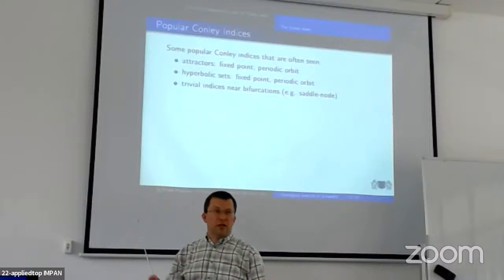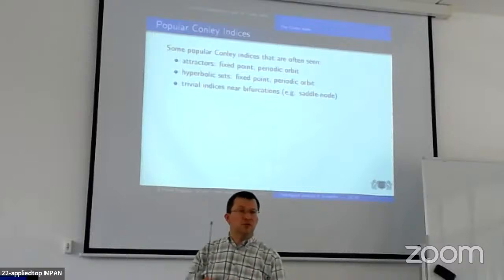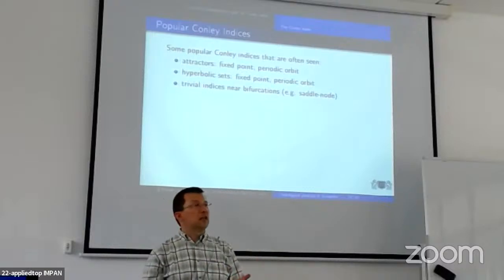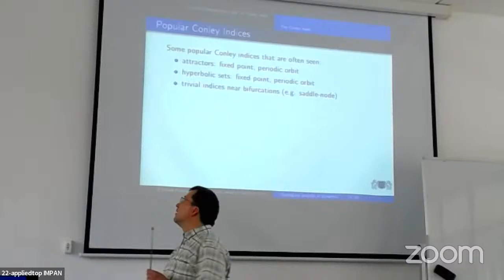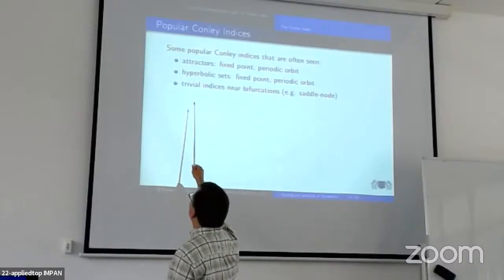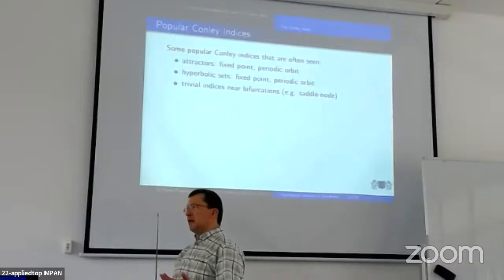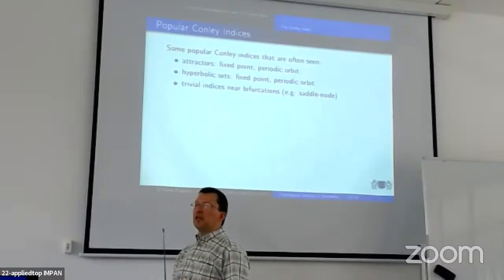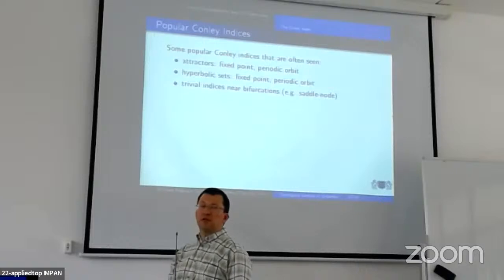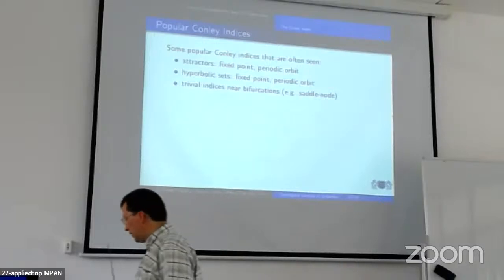There will be some bifurcation, like a saddle-node bifurcation soon, if we change the parameters, but we cannot find this yet. So we must keep in mind that some trivial Conley indices will appear. This is a sort of indication that probably the invariant part of such a set is empty.